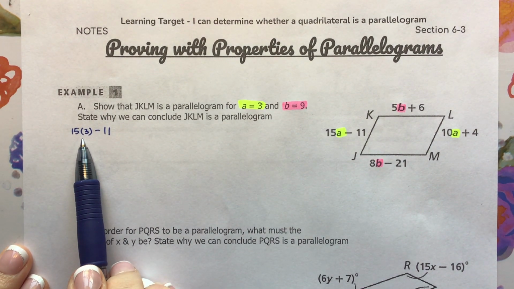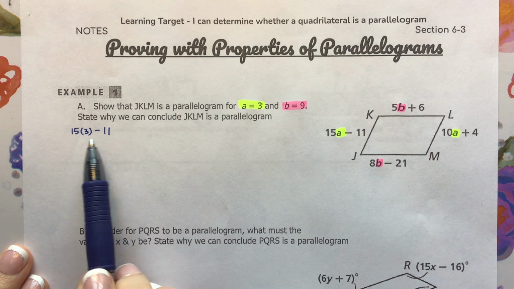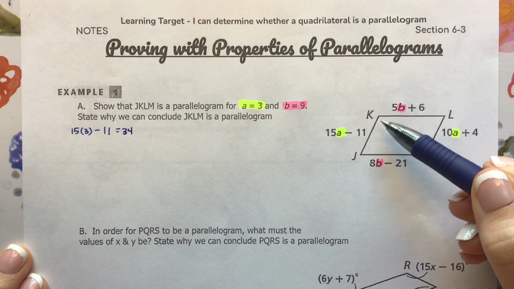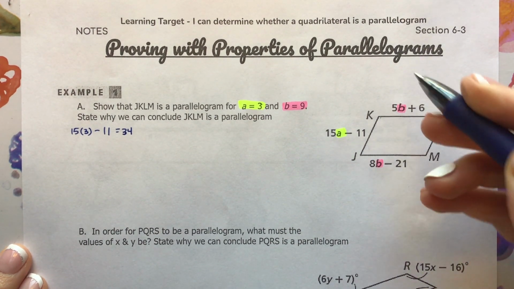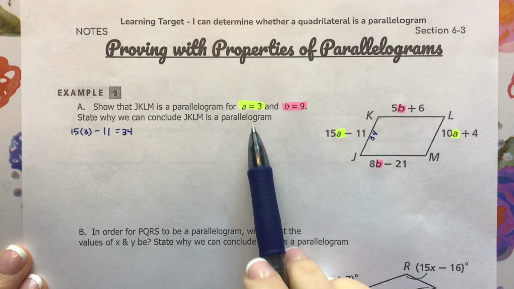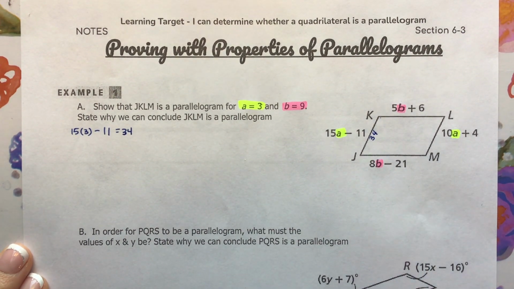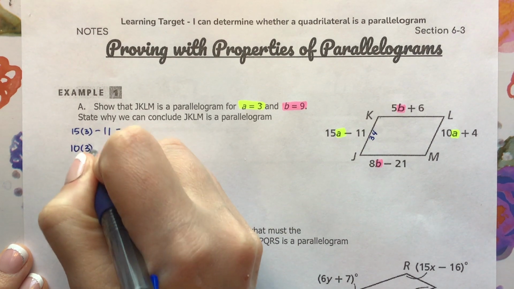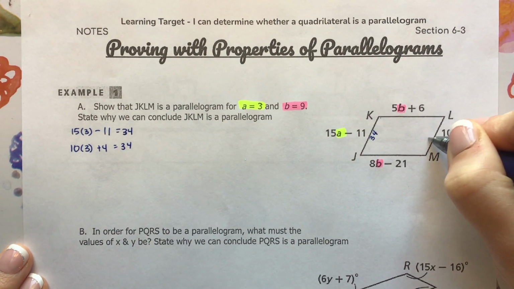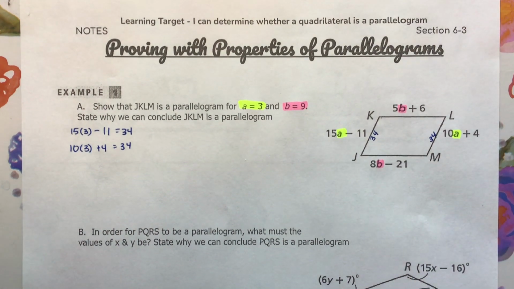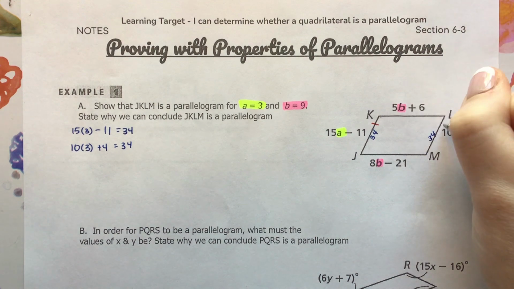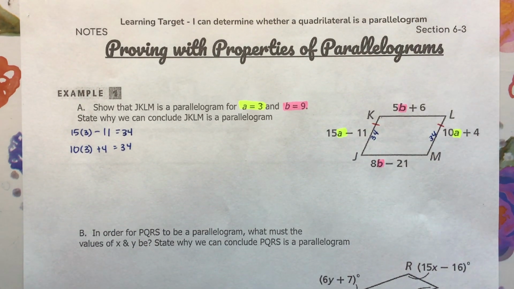And what I want is to figure out what that value is going to be. So 15 times 3 is 45. 45 minus 11 is equal to 34. So I now know from K to J is 34. So I'll just label that right there. And then let's put 3 in right here. So that is 10 times 3 plus 4. Well, that's equal to 34 as well. So this guy's 34. So now I know that KJ is congruent to LM.